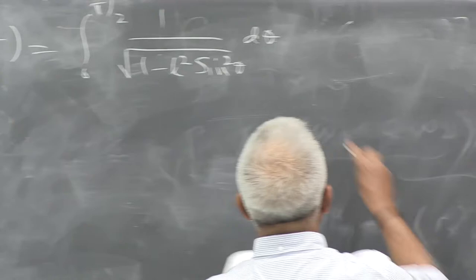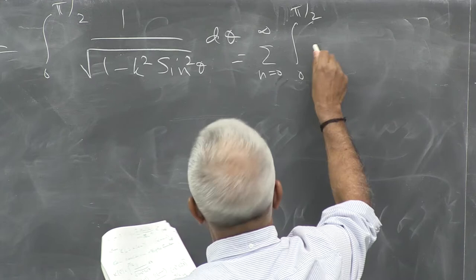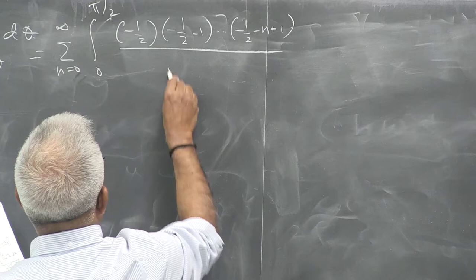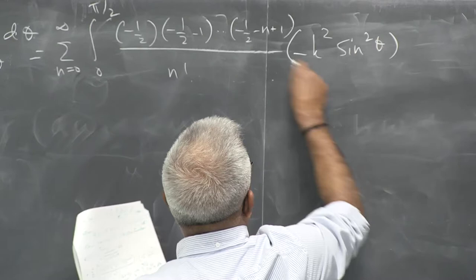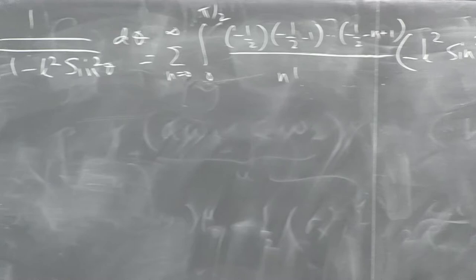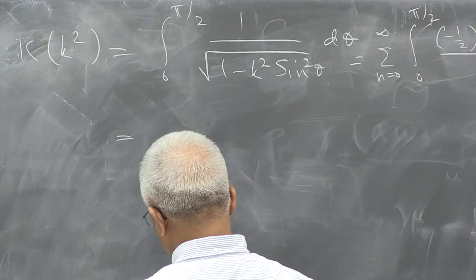So I'm just going to sketch a couple of steps here. So this can be written as summation n equal to 0 through infinity, integral from 0 to pi by 2. If you expand it, minus half, minus half minus 1, etc. up to minus half minus n plus 1 over n factorial, minus k squared sine squared theta to the power n, and there is an integral d theta. So remember that my integral 0 to pi by 2 sine squared n theta d theta gets solved only for when n is even.